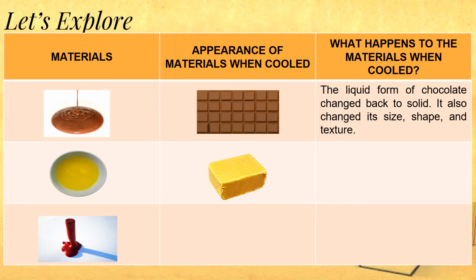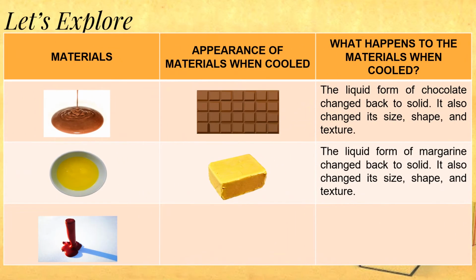And this is the appearance of a liquid margarine when it is cooled. What happens to the liquid margarine when cooled? The liquid form of margarine changed back to solid. It also changed its size, shape, and texture.